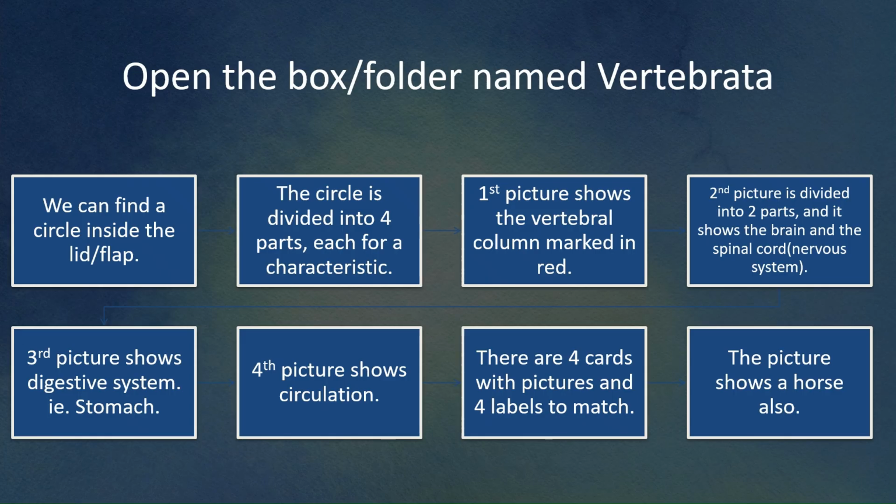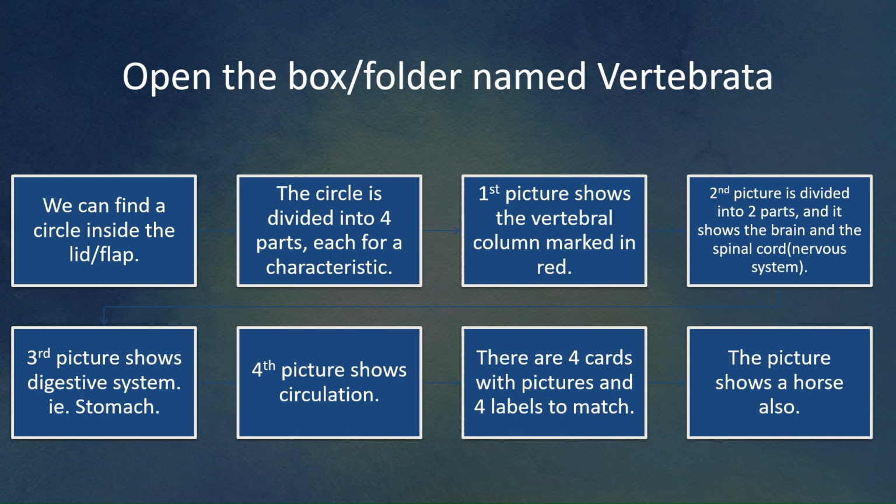Open the box or folder named Vertebrata. We can find a circle inside the lid or flap. The circle is divided into four parts, each for a characteristic. The first picture shows the vertebral column marked in red. The second picture is divided into two parts and it shows the brain and the spinal cord, that is the nervous system. The third picture shows digestive system, that is stomach.